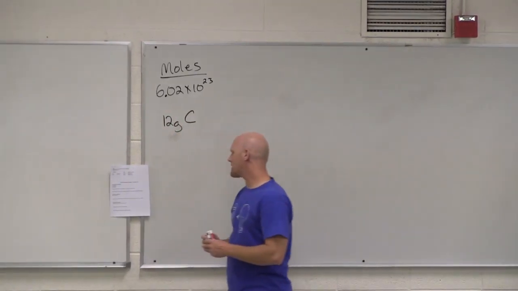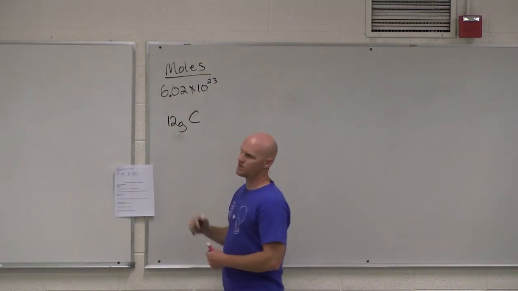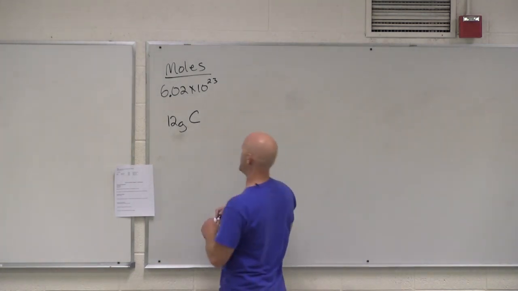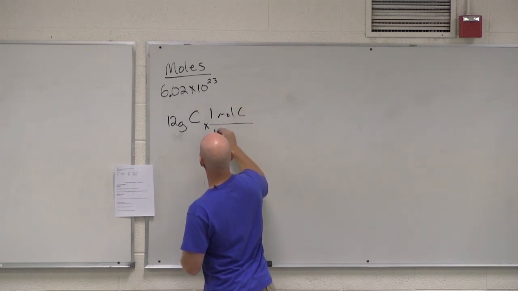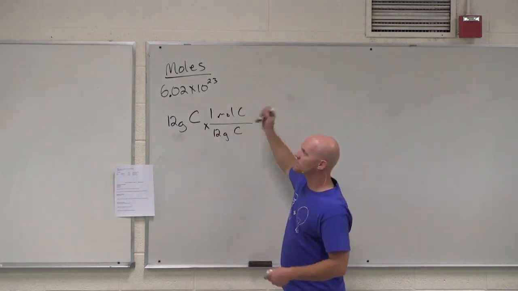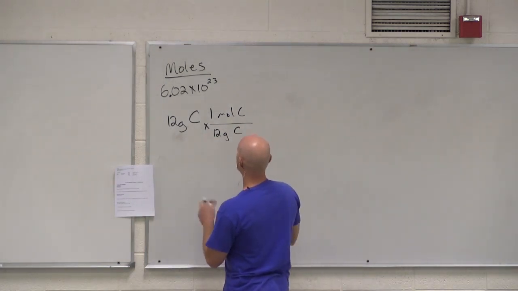You have 12 grams of carbon, diamond in this case. How many moles of carbon do you have? Essentially, that's the mass of 1 mole. In this case, we would say 1 mole of carbon weighs 12 grams. And the connection between grams and moles is always the molar mass on that periodic table. Look right off of there.